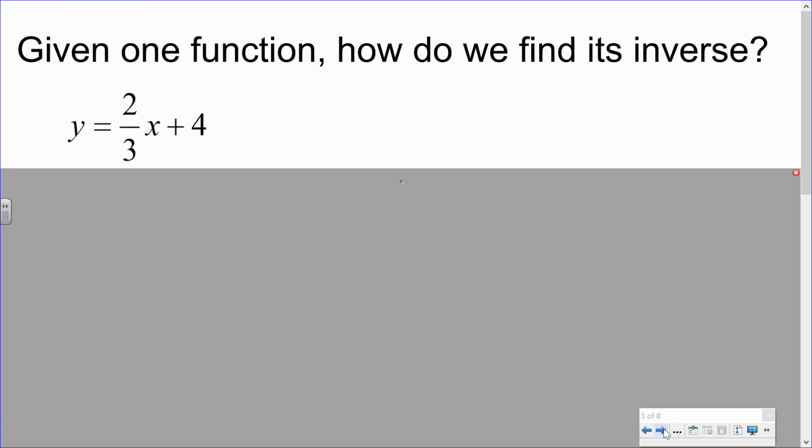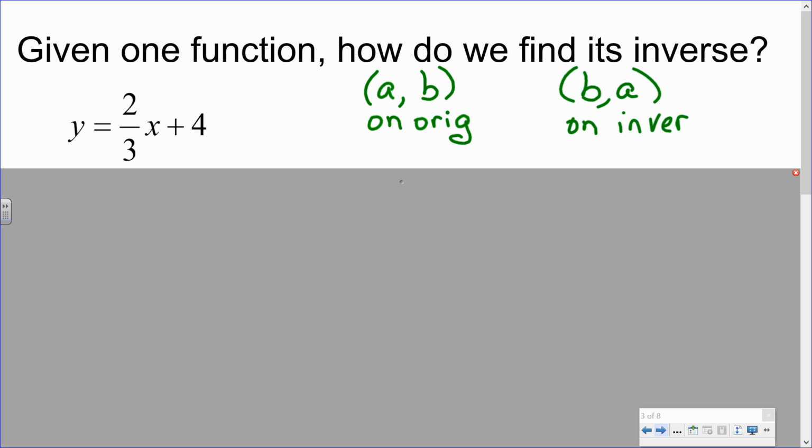So to do that with the graph, in general, when we have problems like this that say find the inverse, what's been our strategy? You have one function and you're supposed to find its inverse. Anna? You switch x and y around. So what that would mean if I were talking about a graph: if I have a point (a, b) on the original, if I switch x and y, that means this point would have to be on the inverse graph.